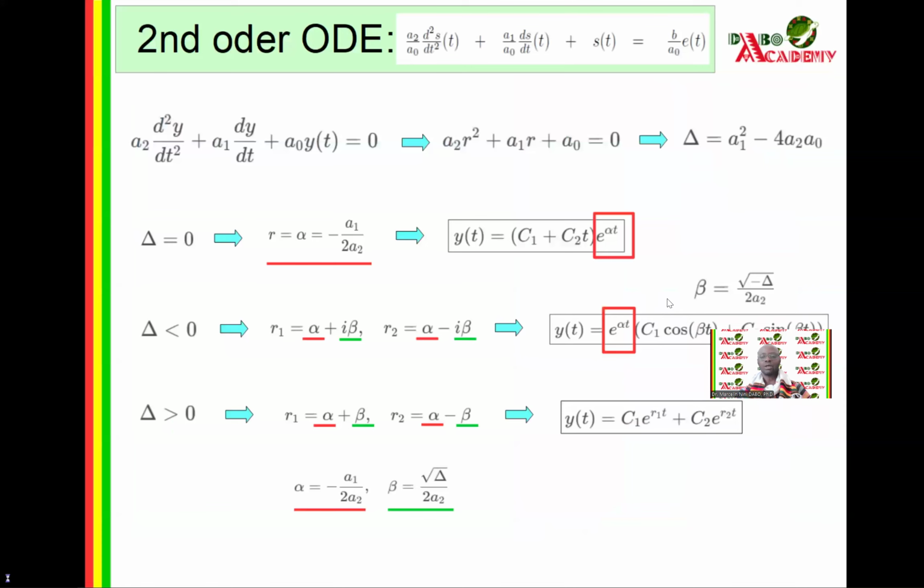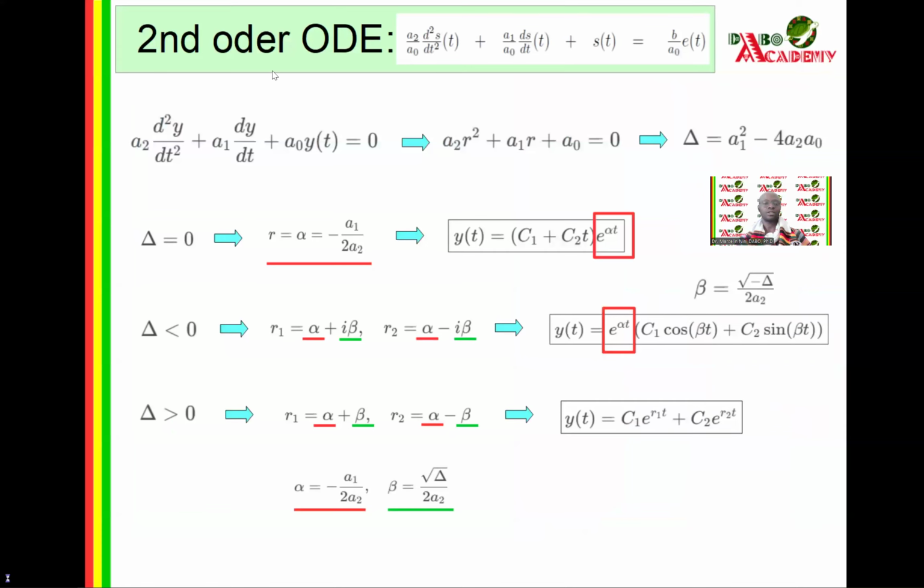So let's go for this presentation. Consider that you have a dynamical system, a second order ODE. ODE, of course, stands for ordinary differential equation. And then from here, you have the characteristic equation, and it will give you the discriminant that you have here.